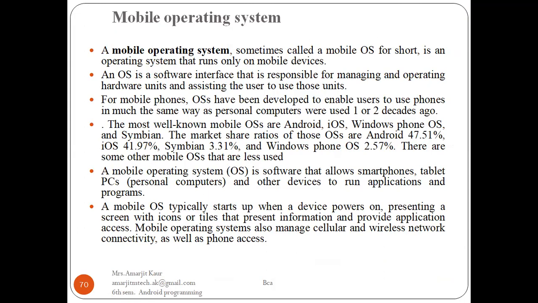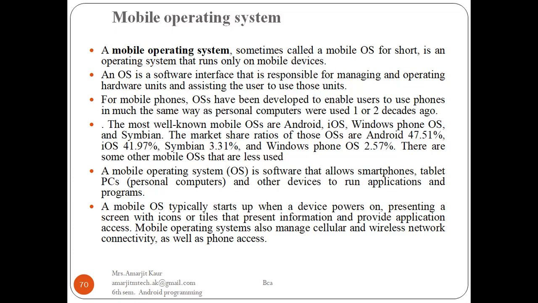is an operating system that runs on the mobile devices. And operating system, OS, is a software interface that is responsible for managing and operating hardware units and assisting the users to use those units. For mobile phones, operating system has developed to enable users to use phones in much the same way as personal computers were used 1 or 2 decades ago.